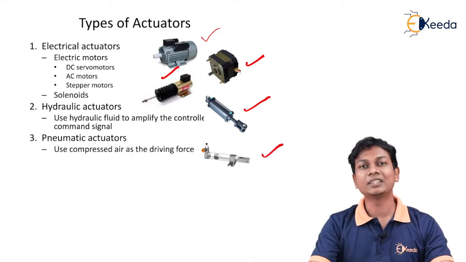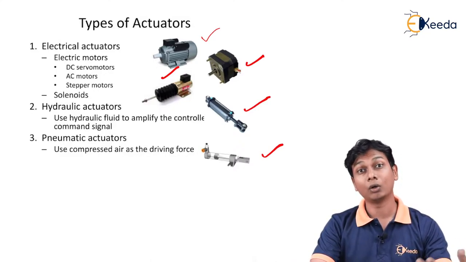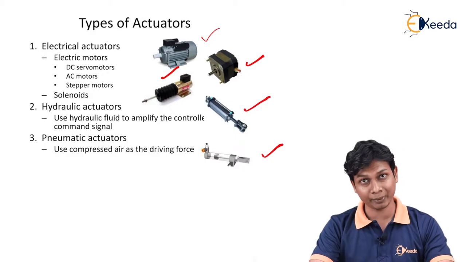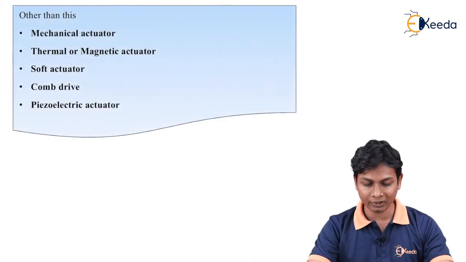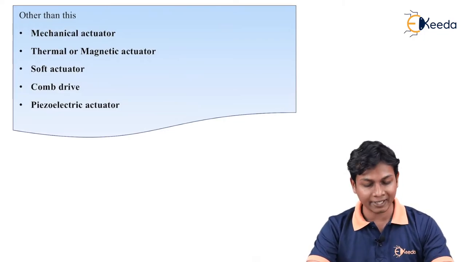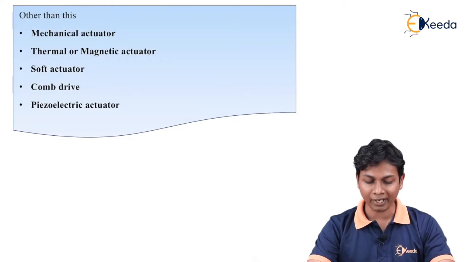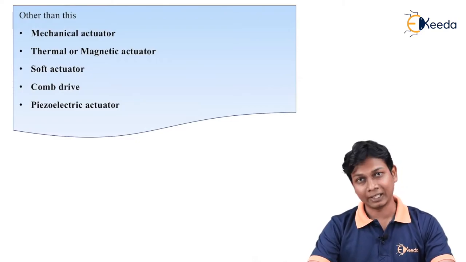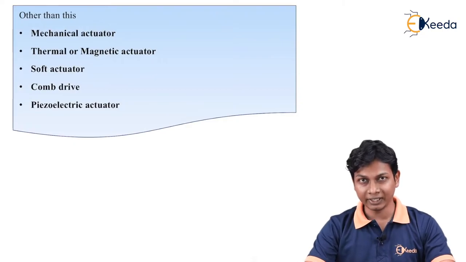Now, this is not the only type of actuator. Other than this, there are also various other types of actuators, like mechanical actuators, thermal or magnetic actuators, soft actuators, comb drive, and piezoelectric actuator. We will see the details of these other actuators as we go on.